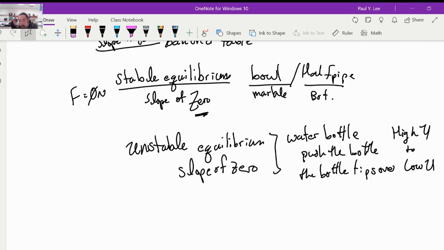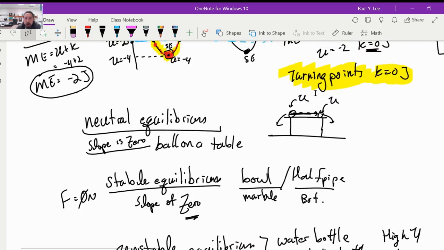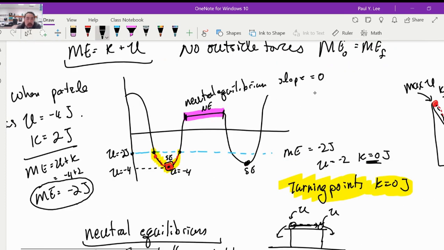But in the moment of it just resting, for example the water bottle just resting there, it is in equilibrium. But if there's any outside force, it will cause it to lose its equilibrium point. And the equilibrium point for unstable equilibrium will be right here. If I continue this line so that we have a good picture, this right here will be unstable equilibrium.